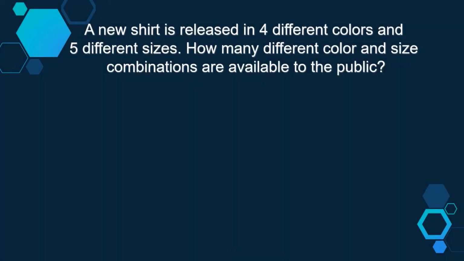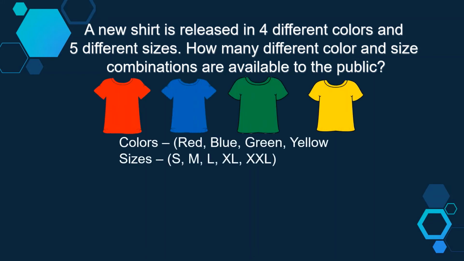Next example. A new shirt is released in 4 different colors and 5 different sizes. How many different color and size combinations are available to the public? So meron tayong choices sa colors na red, blue, green, and yellow. So meron kang 4. And sa sizes, meron kang small, medium, large, XL, double XL. So meron kang 5 sizes.